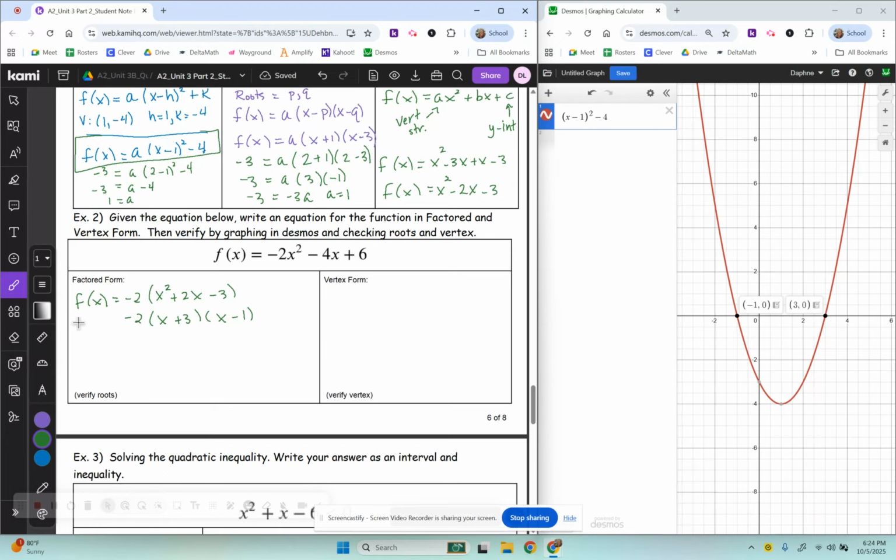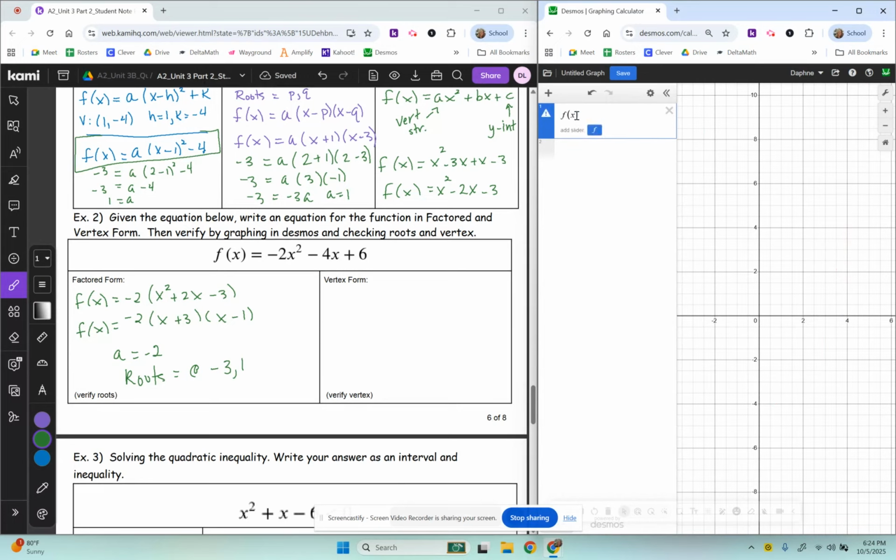And so here, this tells me that I have an a value of -2, and then I have roots or zeros at -3 and +1. Okay, and then let's go ahead and plug that in here and just verify. So I'm going to type in my equation: f of x equals -2 times the quantity x plus 3 times the quantity x minus 1.